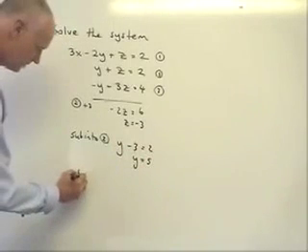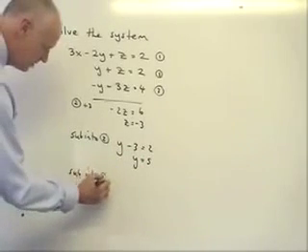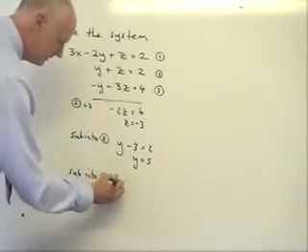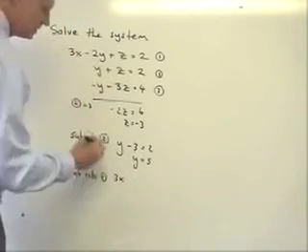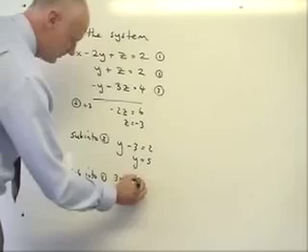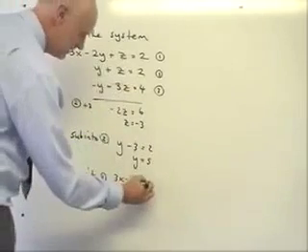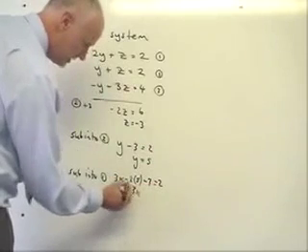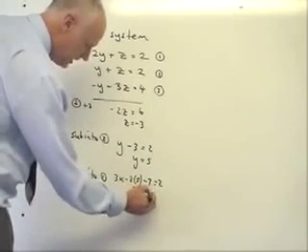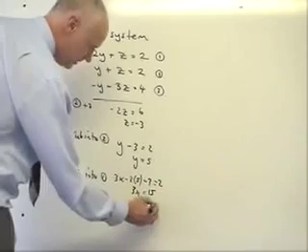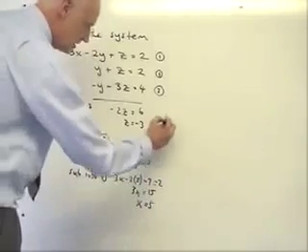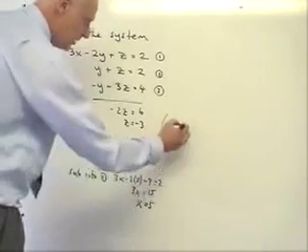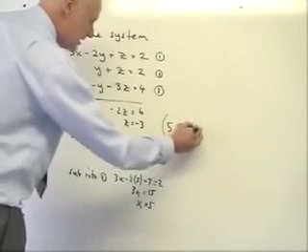Sub into 1, which has got all 3 variables, and we get 3x minus 2y, 2 times 5, plus z, which is plus negative 3 equals 2. So 3x, that's negative 10, negative 13 is 15, x equals 5. So the final answer is x is 5, y is 5, and z is negative 3.